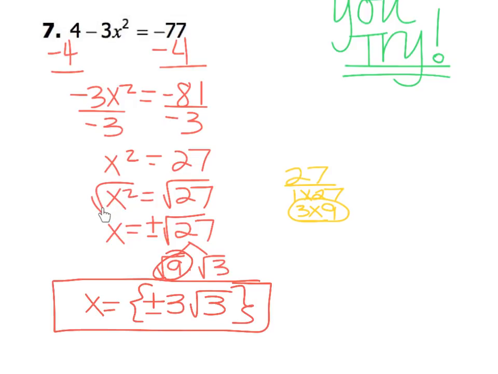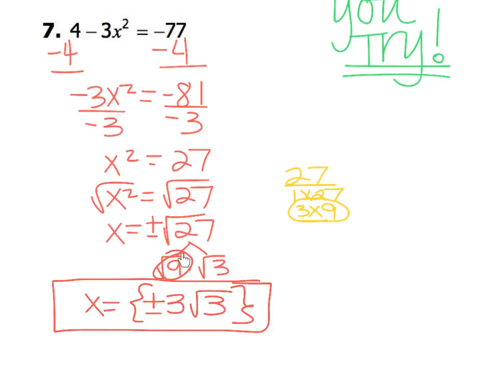Now, to get x by itself, we have to do the opposite of squaring, which is take the square root. So we take the square root of both sides, and we get that x equals plus or minus square root of 27. Now we have to simplify the square root of 27, so we want to look for factors of 27 that are perfect squares. So 3 times 9, we know 9 is a perfect square, so break down the square root of 27 to the square root of 9 times the square root of 3.